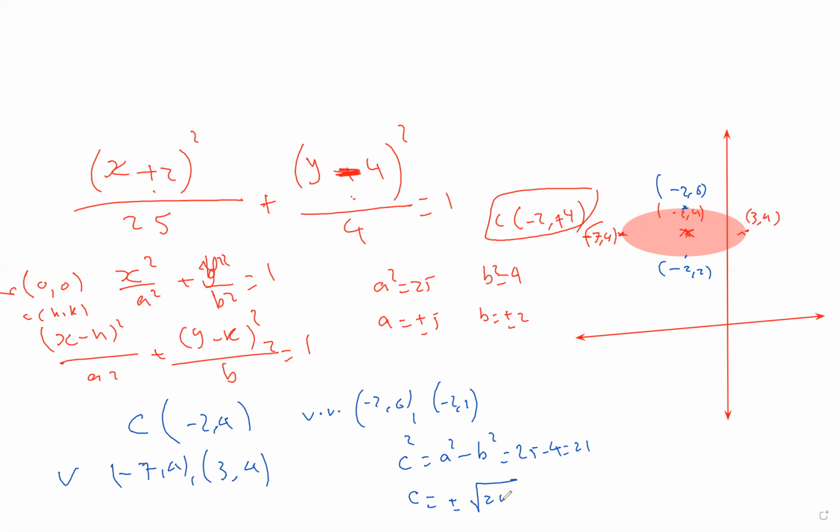So we can move from this point root 21, and from this point root 21. Then the foci will be at (−2 + root 21, −4) or (−2 − root 21, −4), which is this point. And this is everything about this ellipse, okay? I'll give you another one.